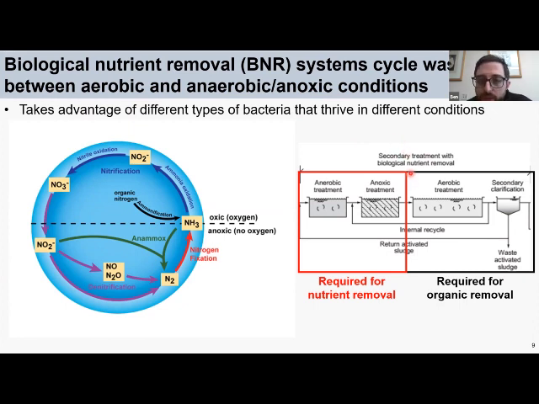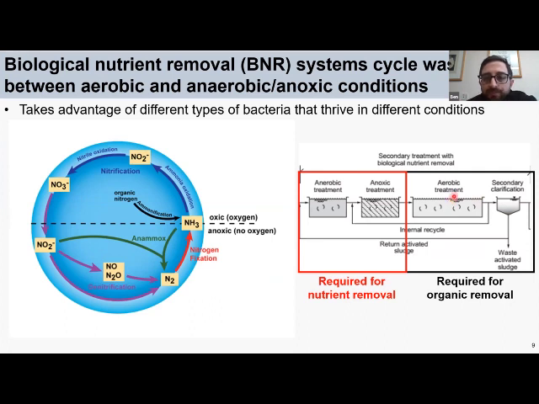So if you look at this figure on the right here first, this is a normal schematic of a wastewater treatment system. Just this black part that I'm showing, that says required for organic removal, this is that activated sludge, right? You have this aerobic treatment. So it's just a big concrete tank that we're pumping air into. And those bacteria are consuming all that organic material and oxygen, and it's cleaning the water.